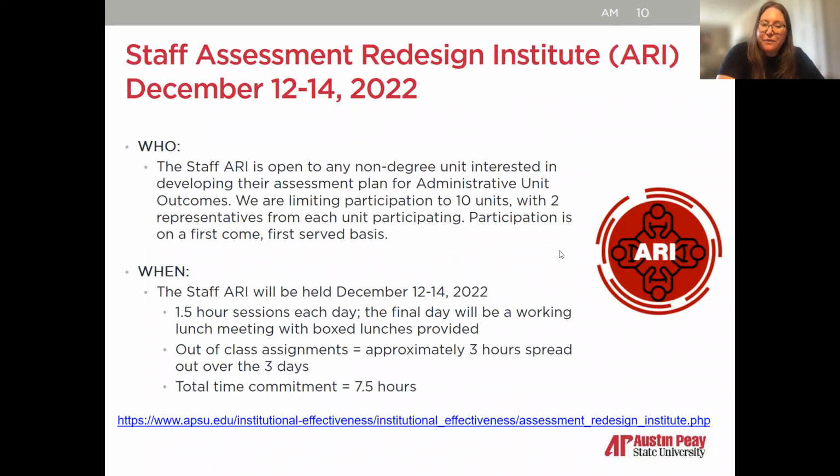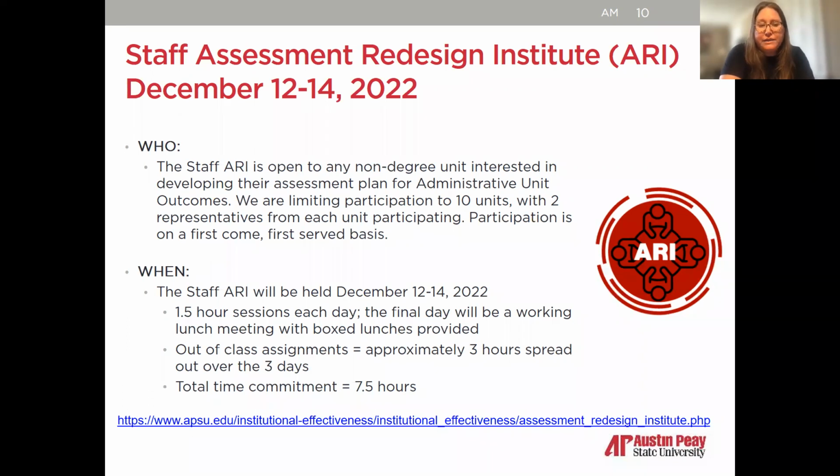So another resource that we have available for you, we are doing a staff-focused assessment redesign institute, the ARI. So we started the ARI 2 years ago, Amanda, is that right? Ish. And it was a faculty-focused professional development program. So it particularly focused on degree programs. But we thought, as we were working through it with the faculty this last summer, that it would be something really beneficial for staff as well. So we are working on developing a staff ARI.